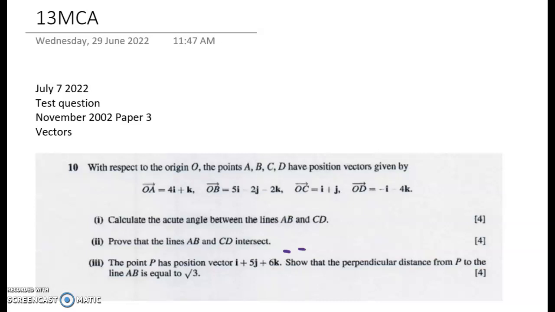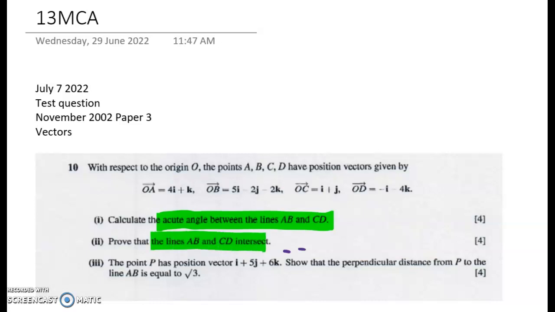This is the vectors question from last Thursday's test, and it's got 3 parts to it. In the first part, we have to calculate the acute angle between lines AB and CD. In the second part, we have to prove that those lines actually intersect. And in the third part, we have to find the perpendicular distance from a point P to the line AB.